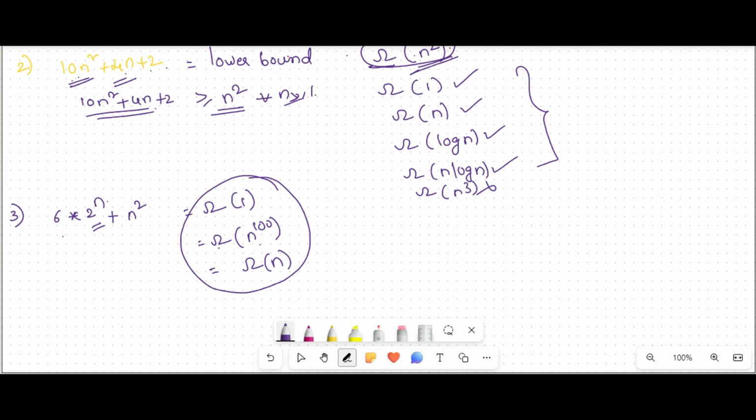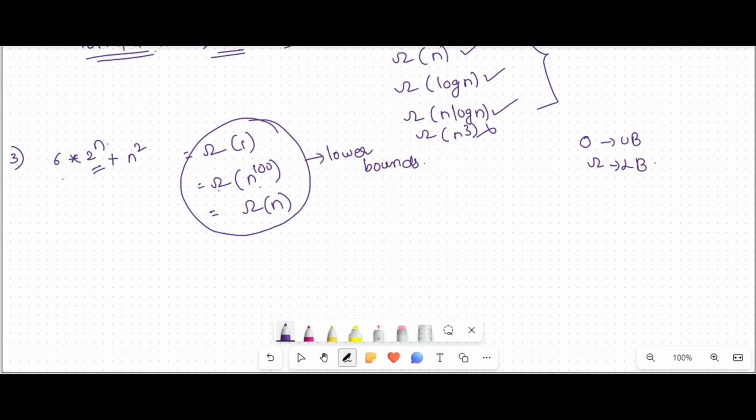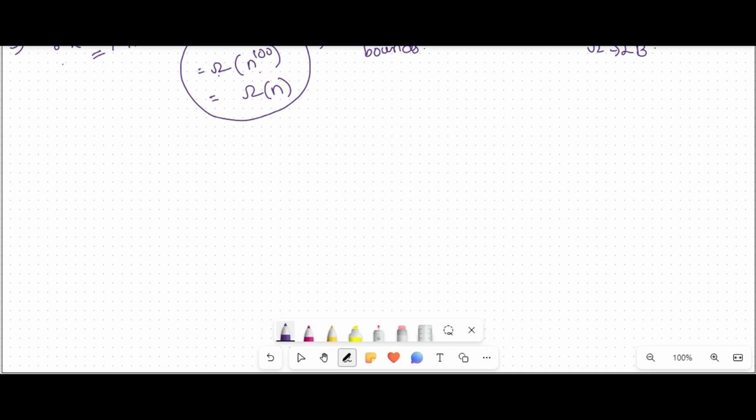So for this, all these are lower bounds only. Big O notation tells the upper bound. Omega notation tells the lower bound. Next, the last one, another one here, is theta notation.